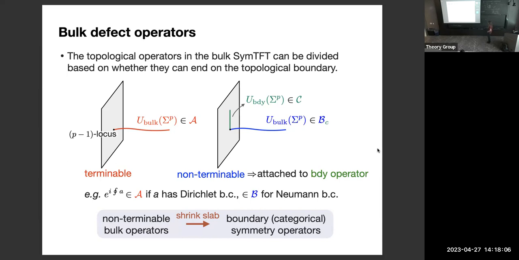And the statement is that these non-terminable bulk operators, when I shrink the slab, exactly give me these boundary operators, which upon shrinking are exactly the symmetry operators in my original quantum field theory that generate the generalized symmetries of my quantum field theory. So from the symmetry TFT point of view, that's where those symmetry operators in the quantum field theory come from.